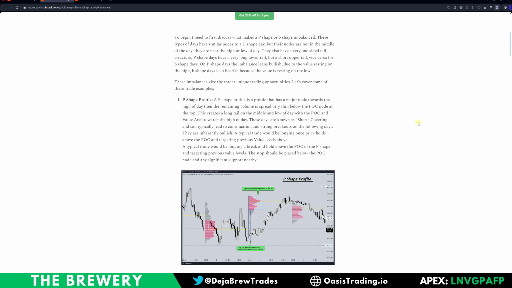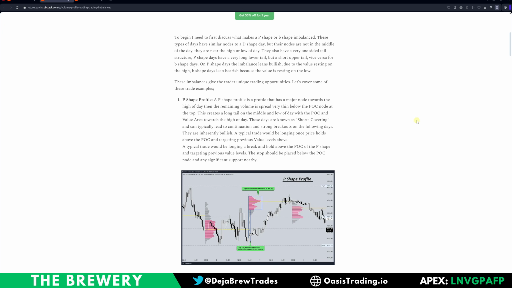So what you need to know about a P-shape profile is that it has a major node towards the high of day, then the remaining volume is spread very thin below the POC node at the top. This creates a long tail at the middle and low of day with the POC and value area towards the high of the day.